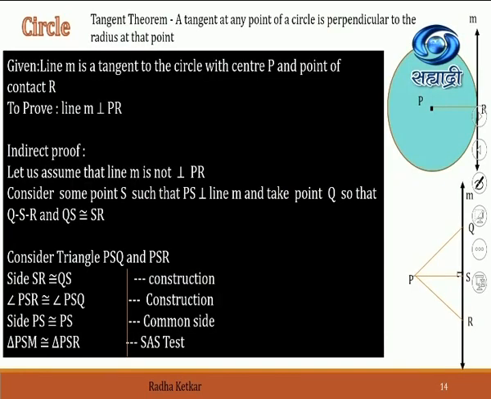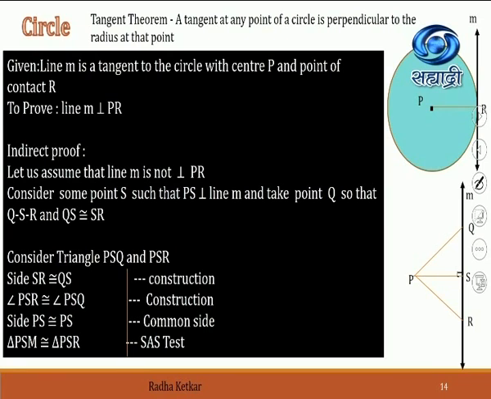Let us start with the tangent theorem. A tangent at any point of a circle is perpendicular to the radius at that point. So which are the things given? Here line M is a tangent to the circle. The center of the circle is P. The point of contact is R. We have to prove that line M is perpendicular to PR.